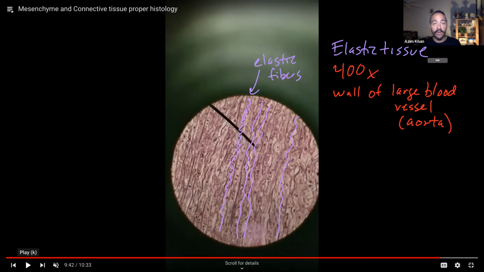One good example where you can find elastic tissue is in the walls of large blood vessels. And, well, not capillaries, just the other blood vessels. We'll get to that later, but you can find a high concentration of them in large blood vessels. All right, those are your connective tissues proper plus mesenchyme.